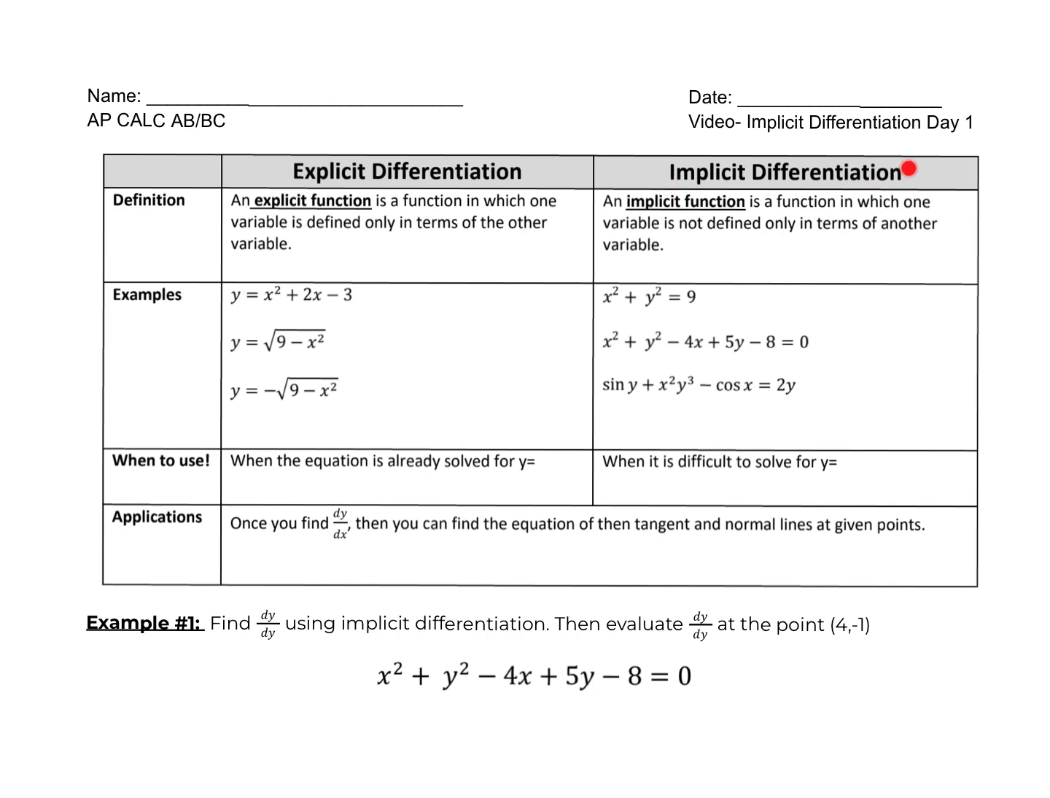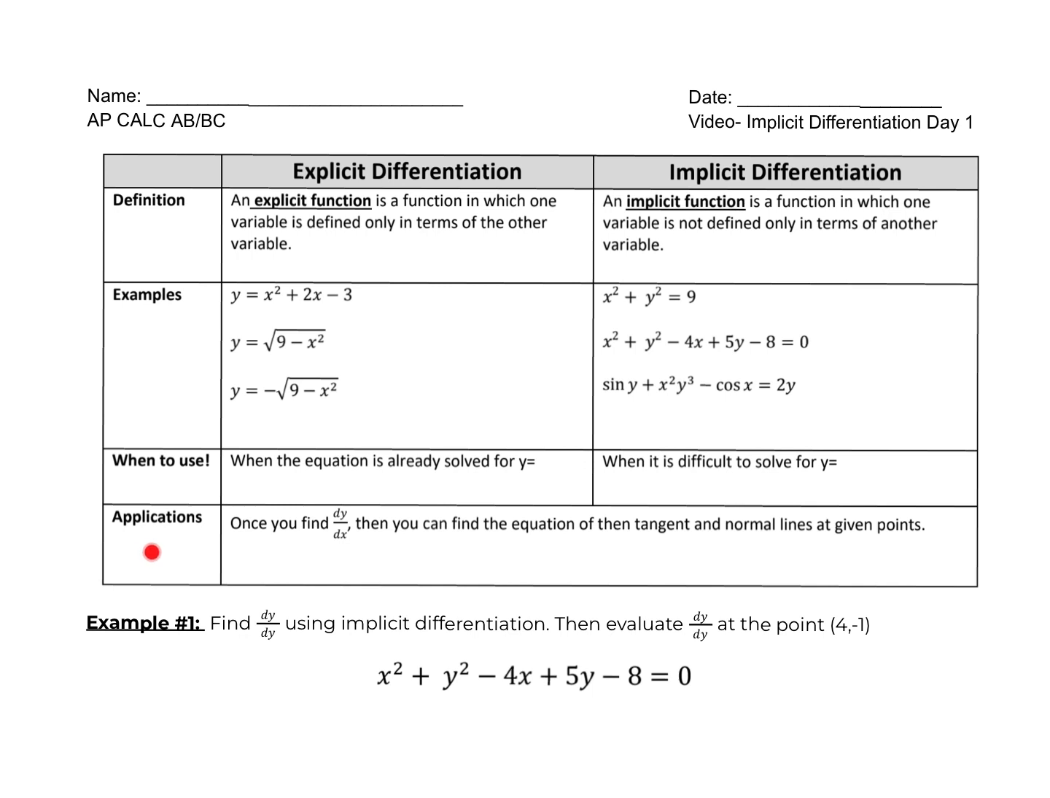Now, a new concept called implicit differentiation, it's a function in which one variable is not defined only in terms of another variable. So for example, this one here is x squared plus y squared equals 9, where these are all y equals, this is not. Same thing with this one, same thing with this one. Now, some of you might be thinking, well, could I get it in terms of y and then use this? And the answer is yes. But in these particular cases, it would be more difficult to get y by itself, especially with the trig functions. So when it's difficult to solve for y, that's when you would probably use implicit.